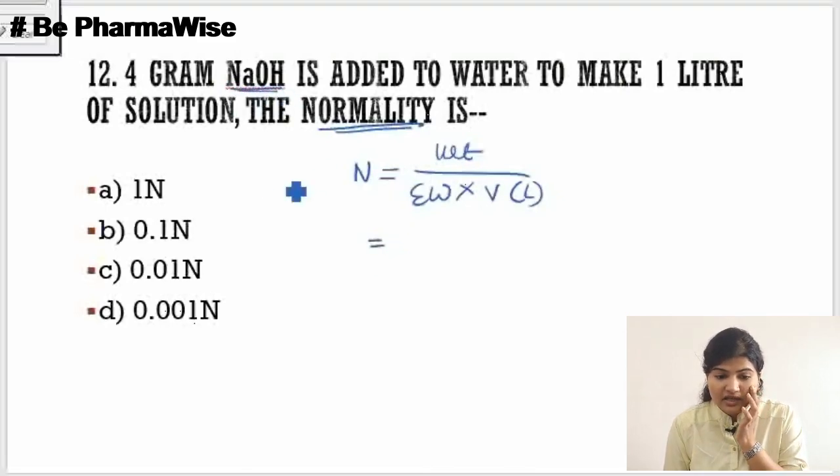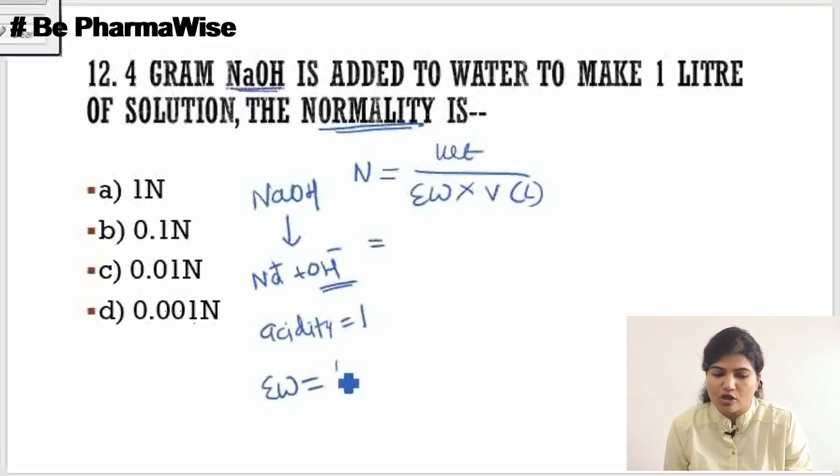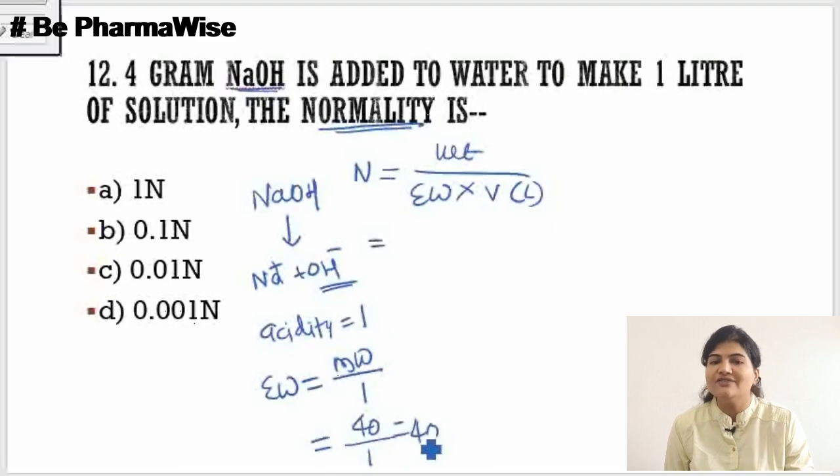Now NaOH is a base, right? And it produces Na plus and OH minus, meaning 1 OH minus ion. So obviously its acidity is 1. So its equivalent weight will be molecular weight upon 1. Molecular weight of NaOH is 40, so it comes to 40. So the equivalent weight of NaOH is 40 grams.